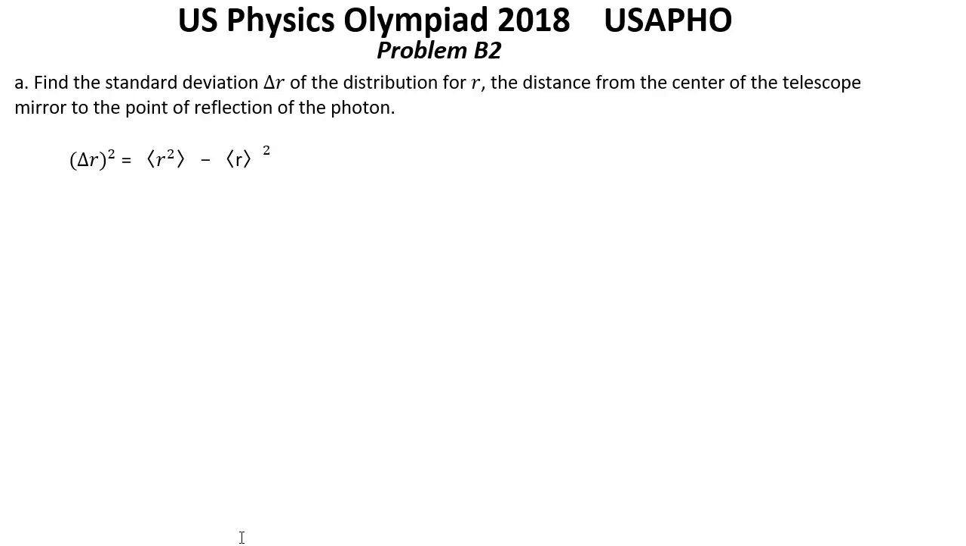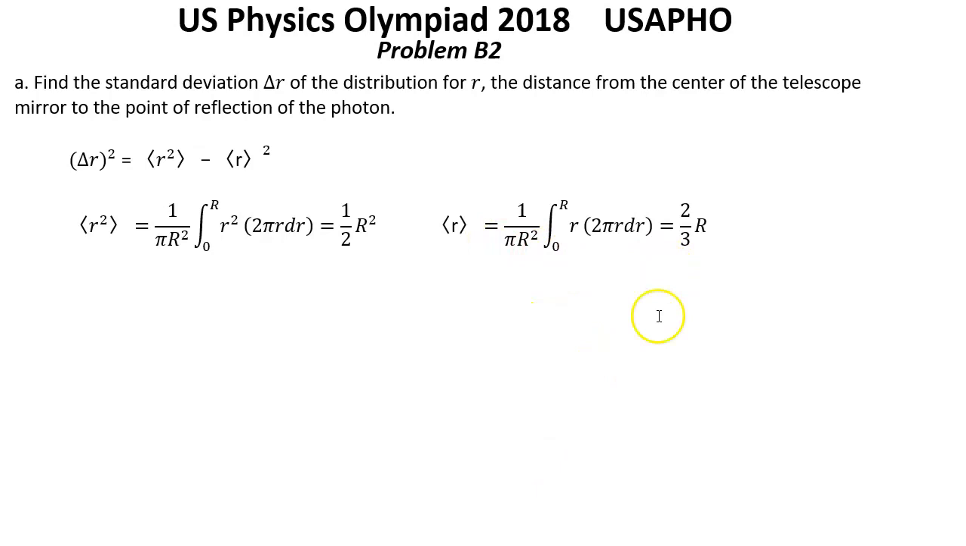Mathematically, this is the exact same thing as computing the moment of inertia of a uniform disk. So the average of r squared equals this integral, and the average of r is this integral. So the answer will be delta r equals r over the square root of 18. That was the solution for question A.